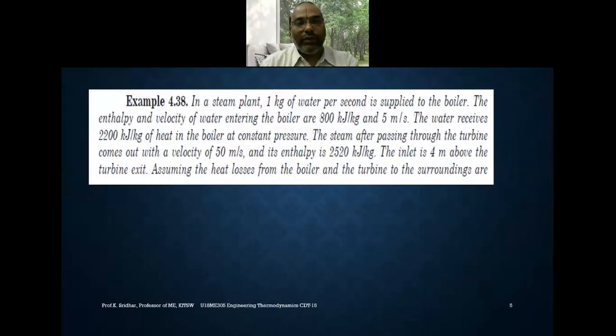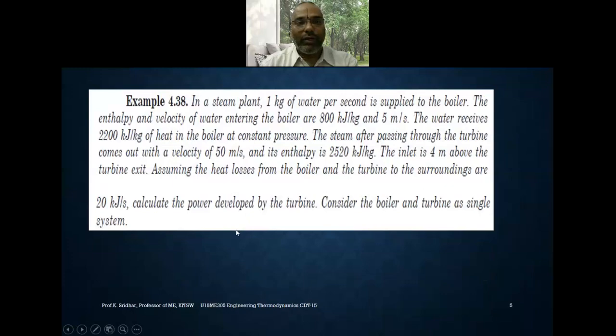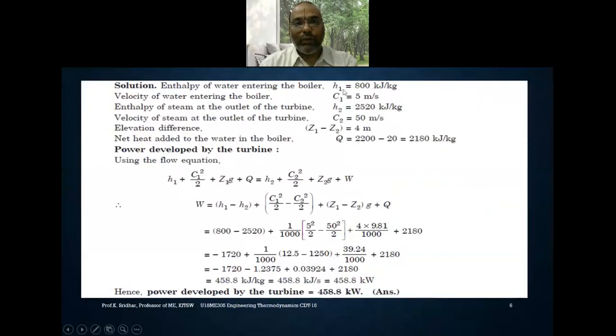Coming to the second problem: in a steam plant, 1 kg of water per second is supplied to the boiler. Once again, the engineering device given in the application is the boiler. We studied that the steam boiler is also an example of the steady flow energy equation, that is, an open system. The enthalpy and velocity of the water, various values, are given. So you write down the given data.